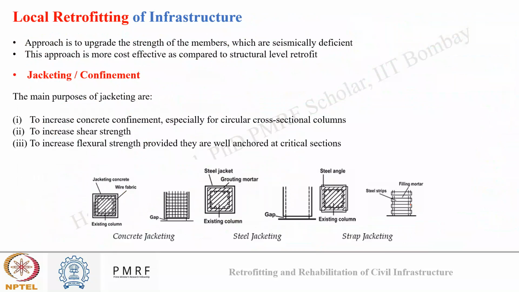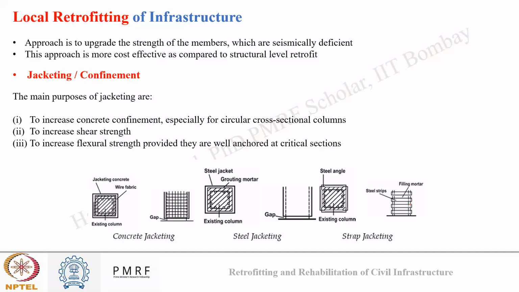So, the approach here is to upgrade the strength of a member which is seismically deficient. Okay, in global, we saw that my whole structure is seismically deficient, so we need to opt for a global measure. Here, if some components of the structure are seismically deficient, then we go for local retrofitting, and this approach is more cost effective compared to structural level retrofitting. Why? Because it is applied only to a smaller area of the infrastructure, so it costs less.